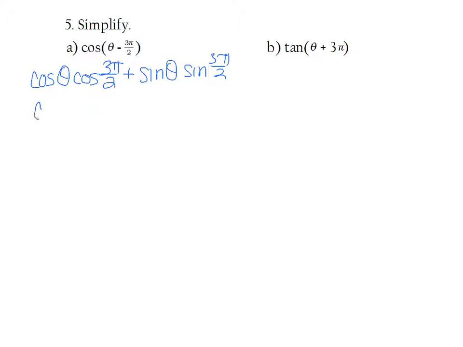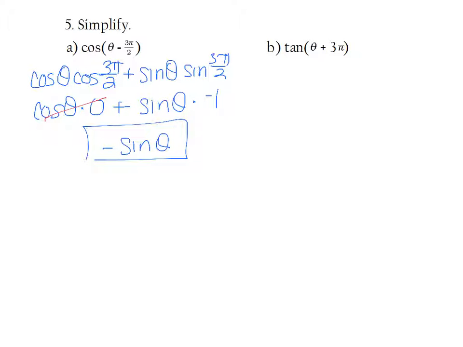Cosine theta stays cosine theta, and I evaluate the cosine of 3 pi over 2. That's my x value. I'm straight down. That's going to be 0. Plus sine theta, and then I evaluate from the unit circle. The sine at 3 pi over 2 is negative 1. This is going to cancel, and my final answer would be negative sine theta. Well, that wasn't as bad.